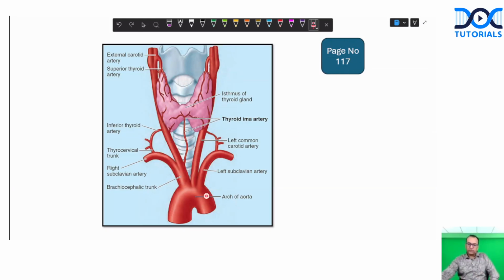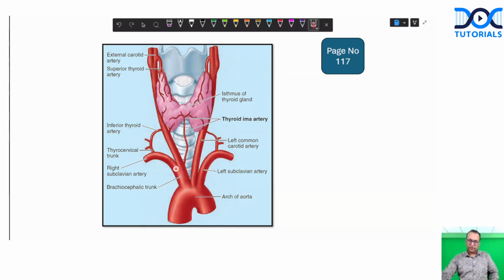We already have drawn the arch of aorta, 3 branches. In the 3 branches, first is brachiocephalic, second is the left common carotid, third is the left subclavian. Left subclavian and left common carotid come directly from the arch of aorta, whereas the brachiocephalic trunk is the first branch of the arch of aorta, called so because it will supply brachium and the cephalic region. For brachium or upper limb, it will give the right subclavian artery, supplying the right upper limb, and the other one is the common carotid artery on the right side, supplying the head and neck region.